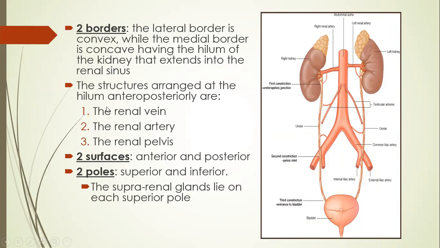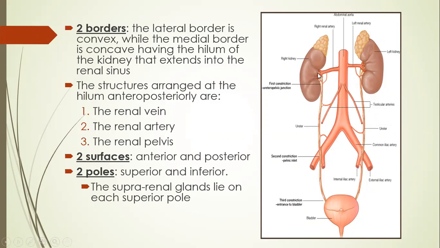The structures arranged at this hilum are very important to identify the side of the kidney, whether it is the right side or the left side. That can be made out by seeing the structures, whether it is right kidney or left kidney. That is by seeing the most anterior structure. Here it will be the renal vein. Here it has been removed, so there is no renal vein, so that you can appreciate the posterior structures.